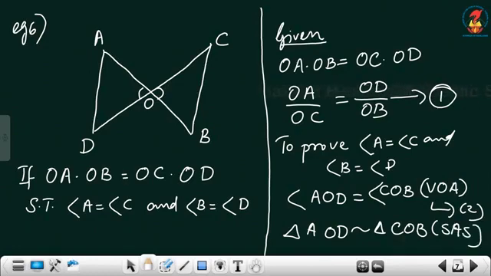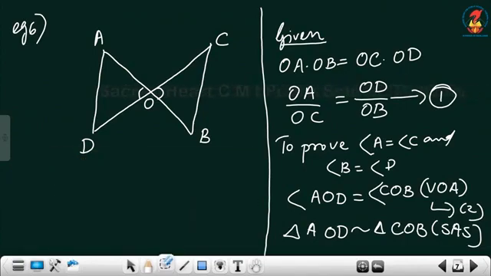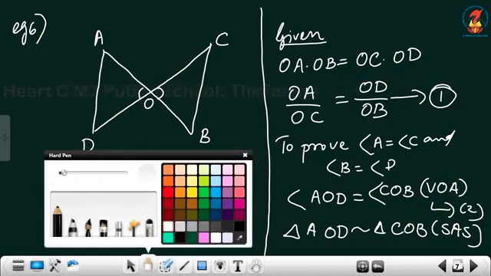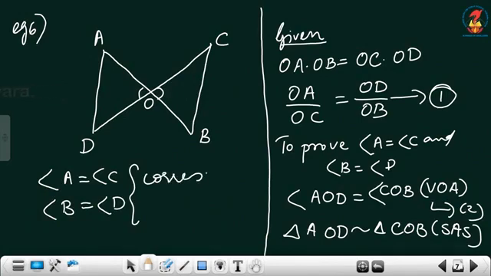Sides are proportional and included angle is equal. So, if these two are similar, we can say all the corresponding angles are equal. That means angle A is equal to angle C and angle B is equal to angle D. What you can write as corresponding angles of similar triangles.